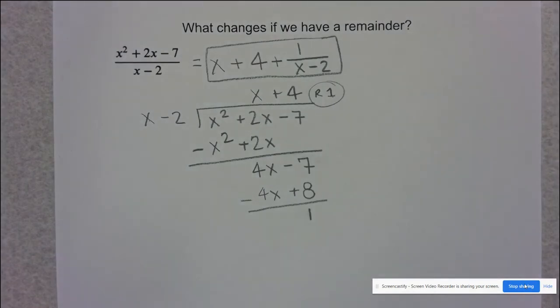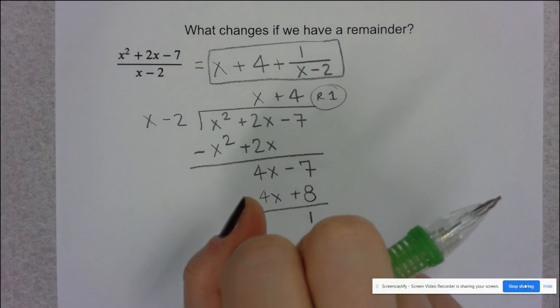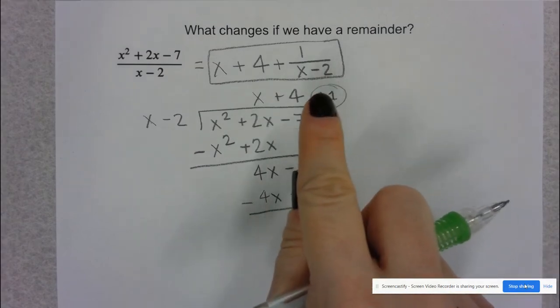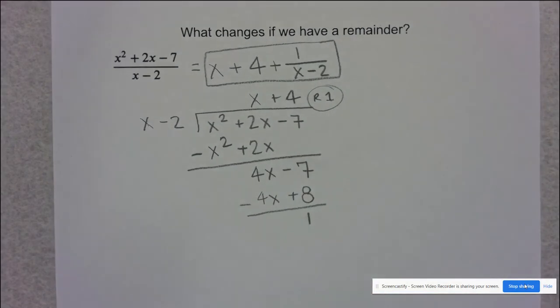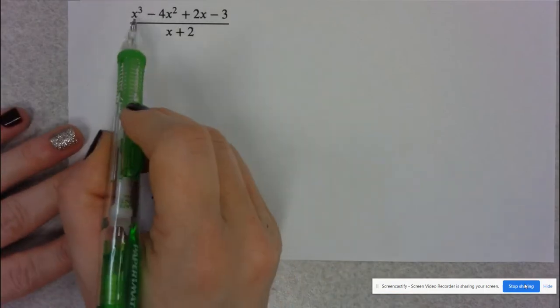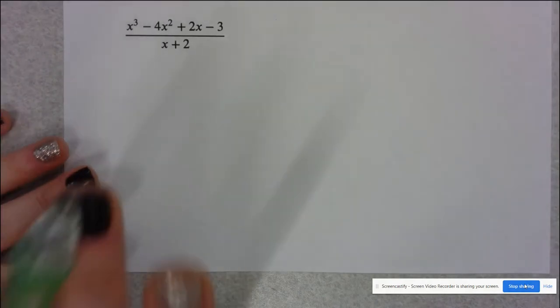So in this case, x minus 2 and x plus 4 are not factors because they do not evenly divide and I have a remainder. I have a leftover at the end. So let's do 2 more of these with remainders. So doing a quick inspection again, 3, 2, 1, constant. I'm good with all of my places.